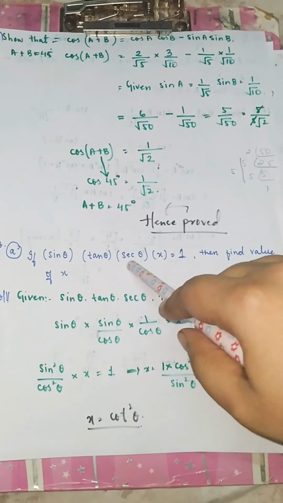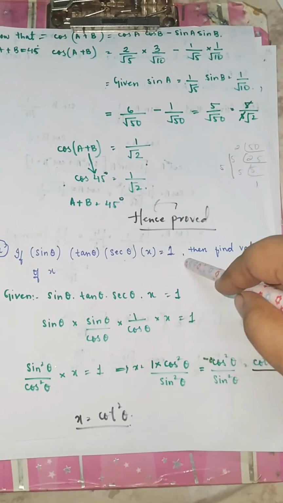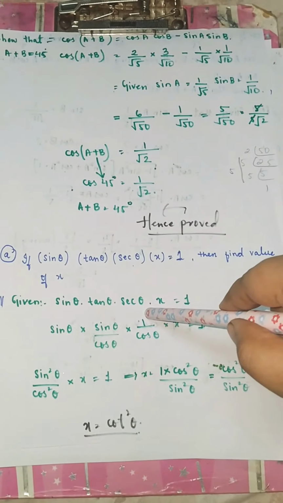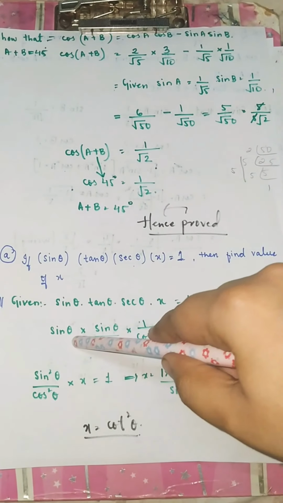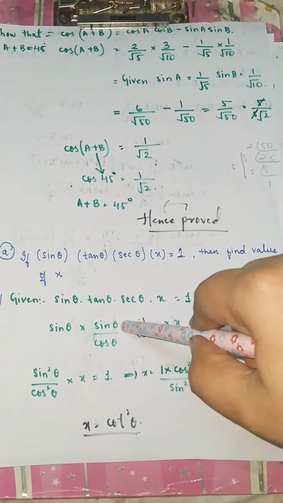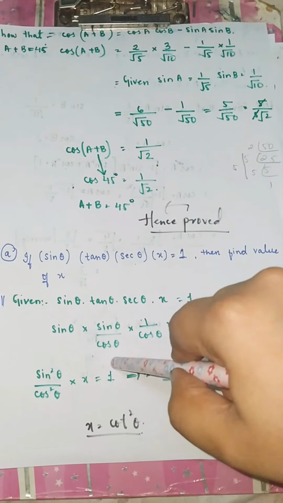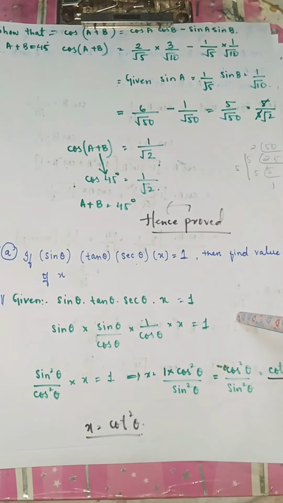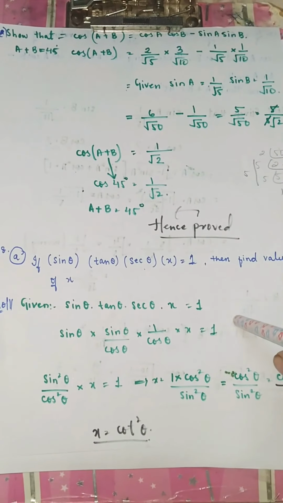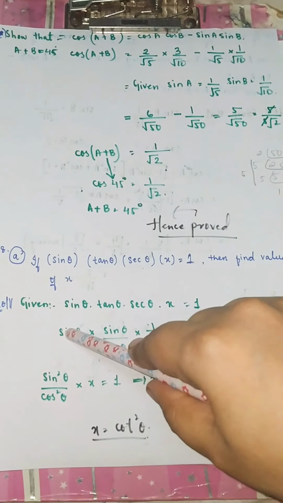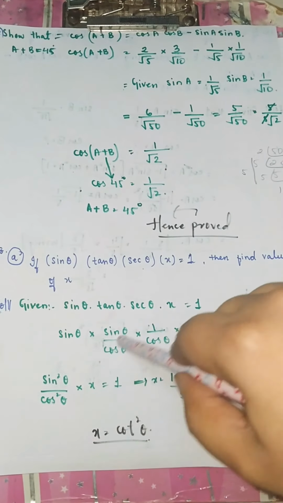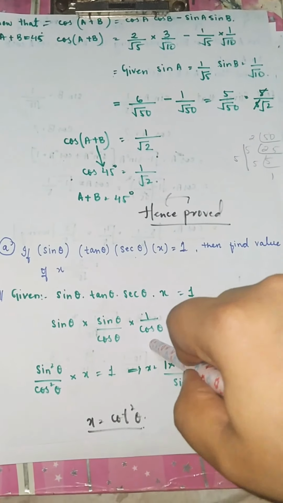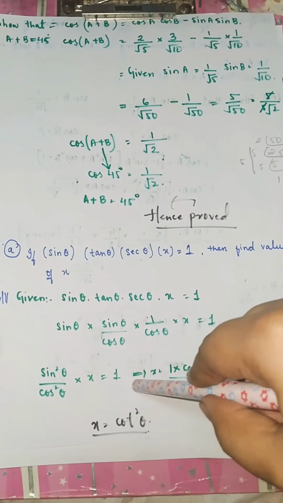18th problem, A bit. If sin theta, tan theta, sec theta, x is equal to 1, find the value of x. Sin theta into tan theta into sec theta into x is equal to 1. Sin theta into, what is tan theta? Again the identity you have to take: sin theta by cos theta into sec theta, which is 1 by cos theta, into x is equal to 1. You have to remember all identities. Now what is sin theta into sin theta? It is sin square theta. Into 1, you can write sin square theta by cos theta into cos theta, that is cos square theta, into x is equal to 1.